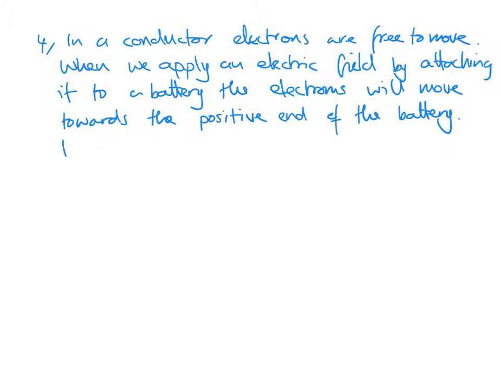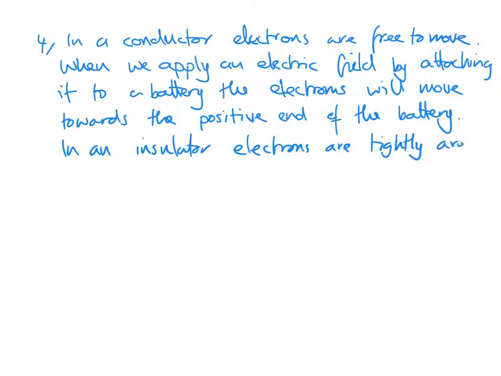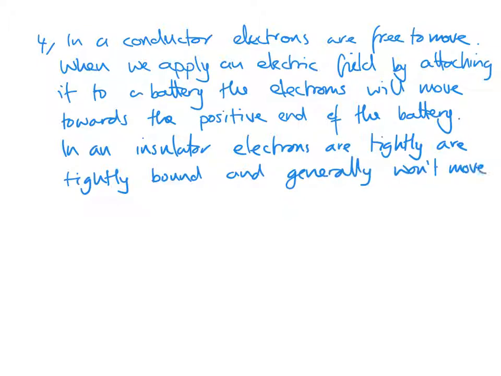In contrast, in an insulator, electrons are tightly bound and generally won't move. Now, in extremes such as lightning, for instance, you can start making the electrons in insulators move. But in normal situations, they don't move.